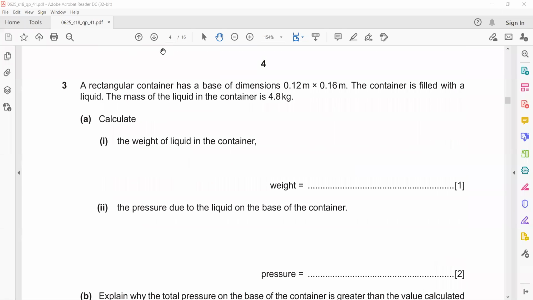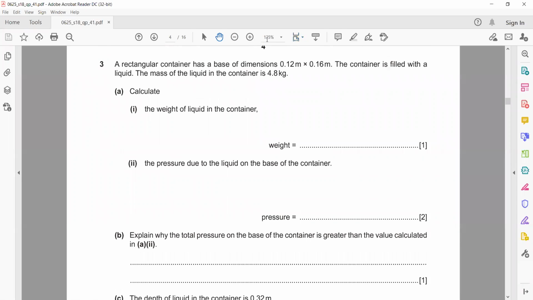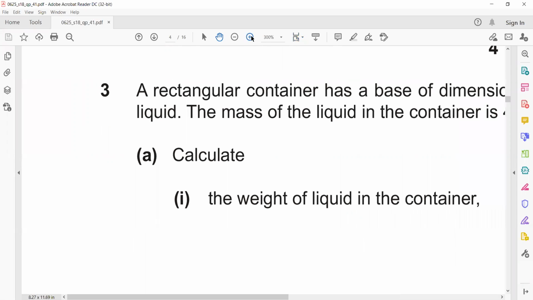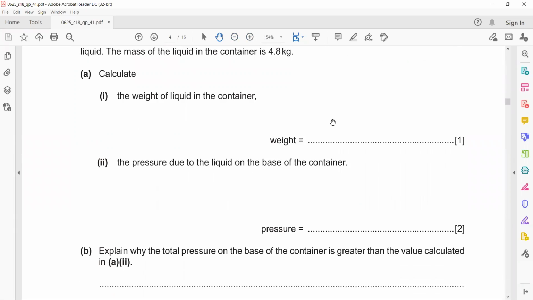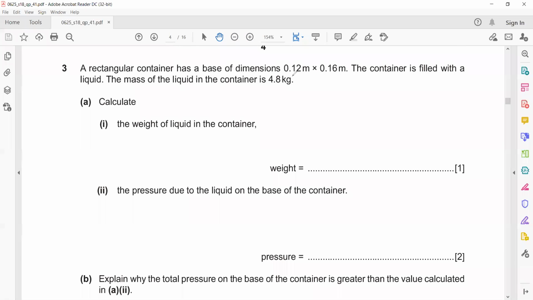Then the third question, a rectangular container has a base of these dimensions. This is the dimension of the base, and the container is filled with a liquid. So there's a liquid inside. The mass of the liquid is 4.8. What is the weight of the liquid? So weight is mass multiplied by gravity. So that will be 48. But instead of directly writing the answer, first write a formula, then substitute the values in the formula and write the answer. That is 48.